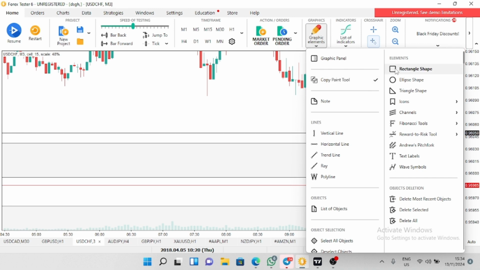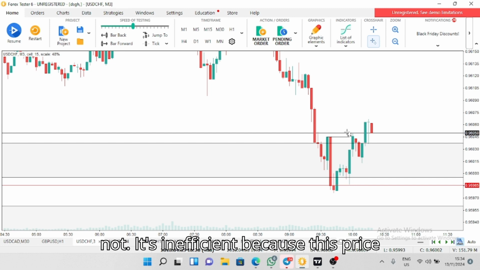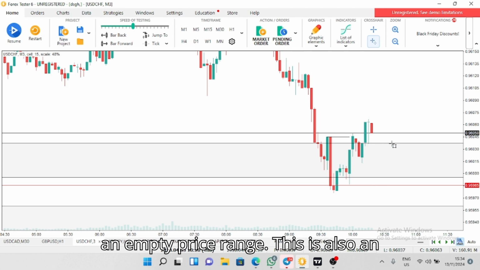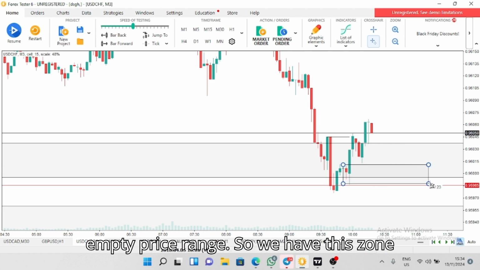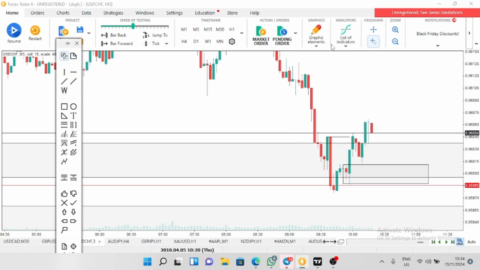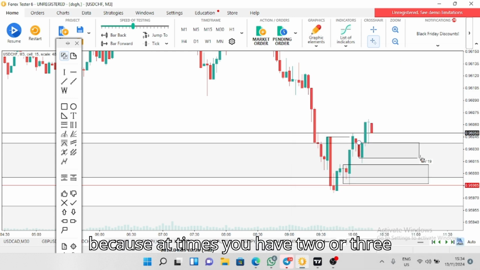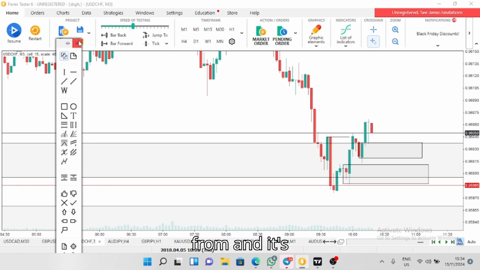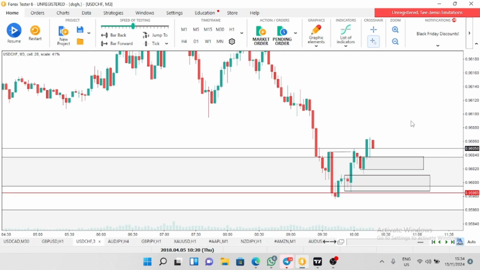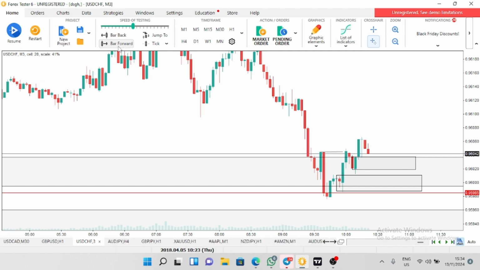When you're looking for a zone beneath, now this zone is not valid anymore. It's inefficient because price has already tapped into it. Now this is an empty price range. This is also an empty price range. So we have this zone right here, and we have this zone right here. And this is very, very tricky, because at times you have 2 or 3 zones and you wouldn't know which to buy from. And it's okay to miss out on the trade. You're not supposed to get all the trades right. So now let's see.